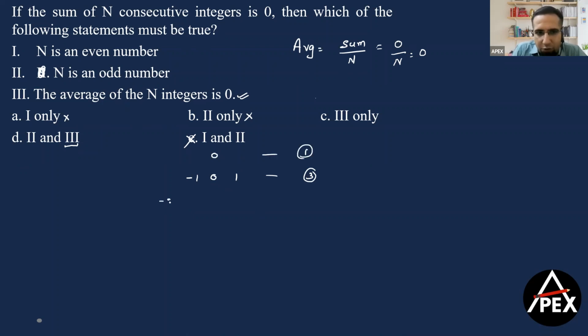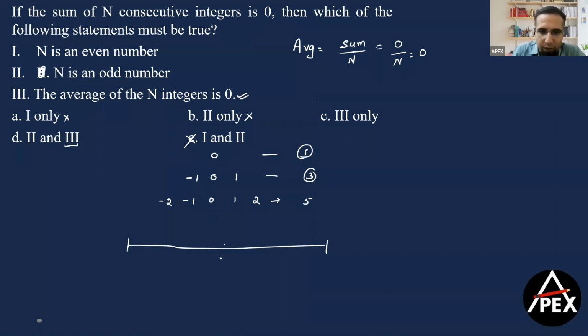Similarly, let's start with -2. If I go with -2 and consecutively, I have to write -1, 0, 1, and 2. Right? Because -2 plus 2 will be 0, -1 plus 1 will be 0, and then we have a 0 here. So how many numbers do we have? We have 5 numbers here. Now, this is not an ideal way to look at it.